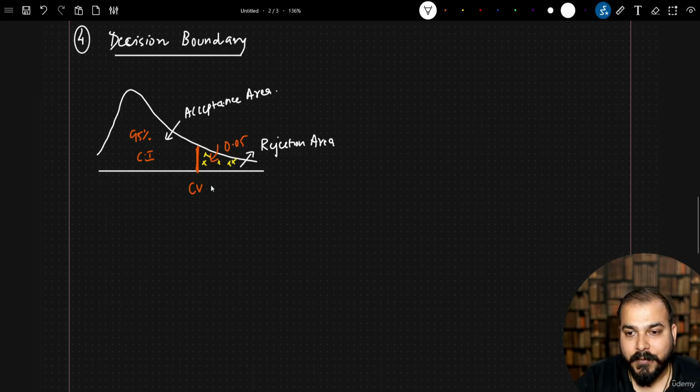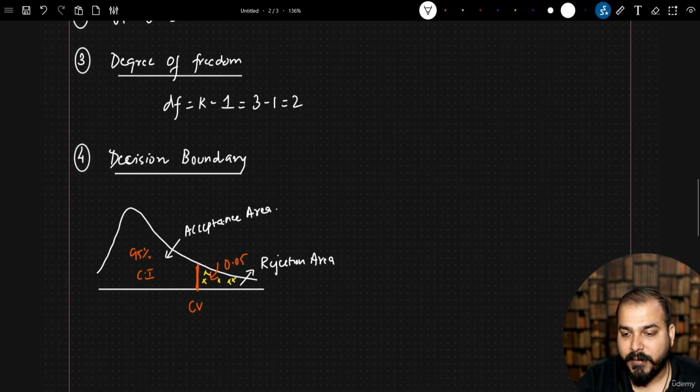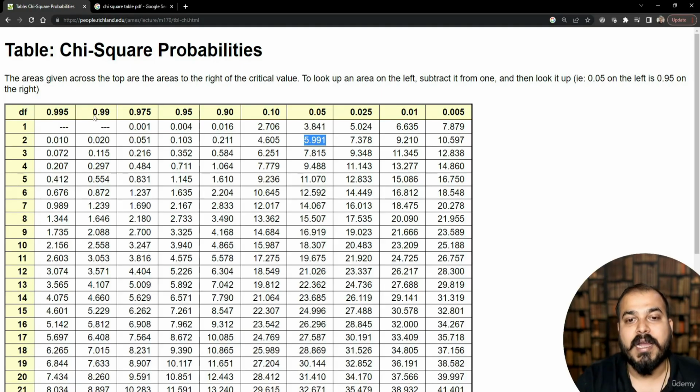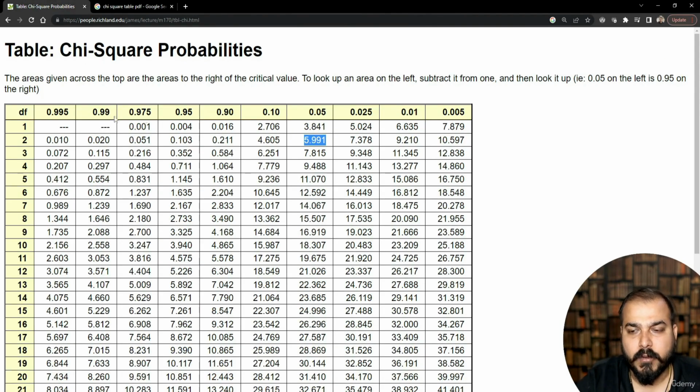And from where do we get the critical value? For that, we will be using degree of freedom and this alpha value, and we'll check it from our chi-square table. So let's go ahead and see the chi-square table, and you'll get an idea of how it looks. You can just search for chi-square table PDF and you will be able to get this.